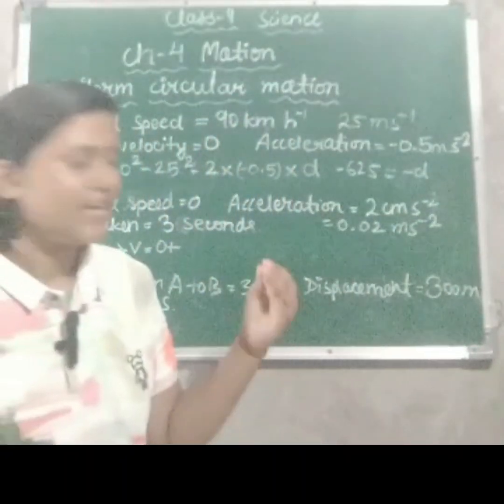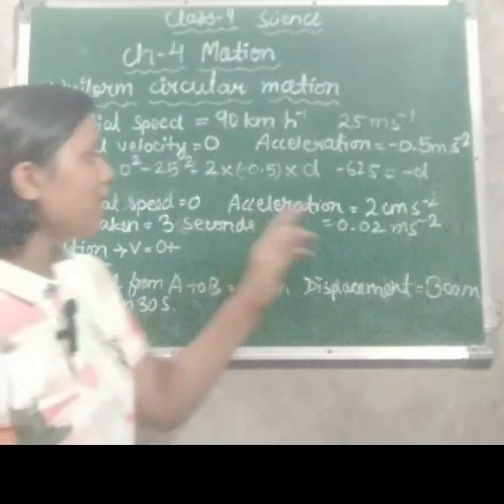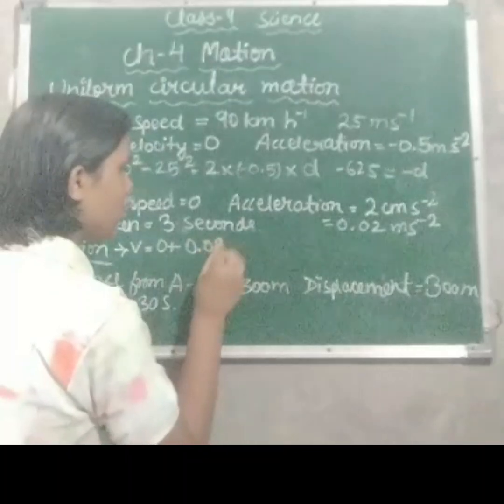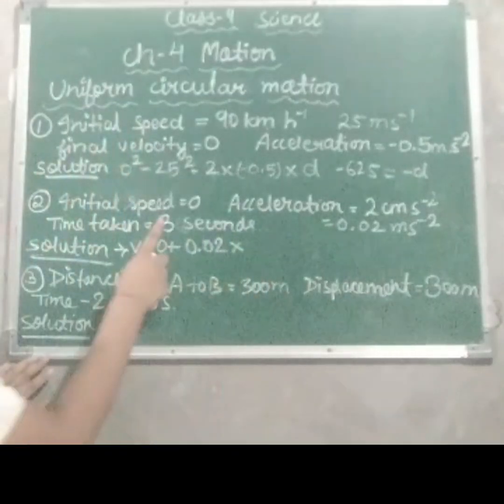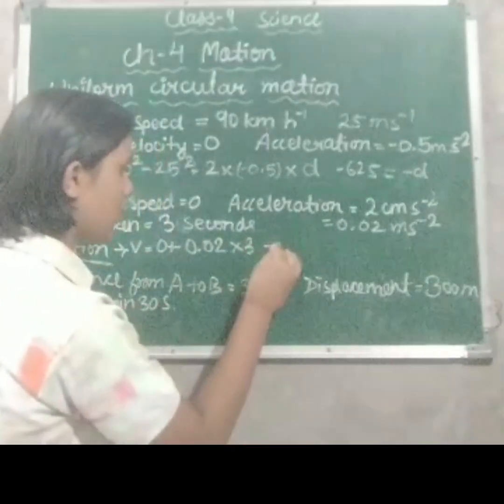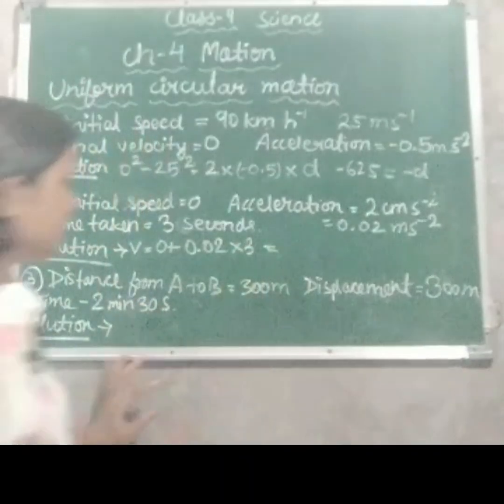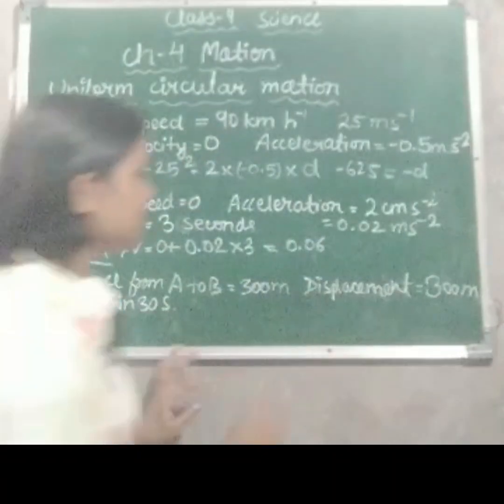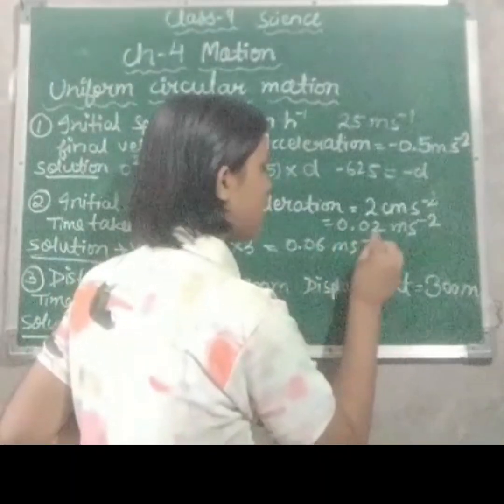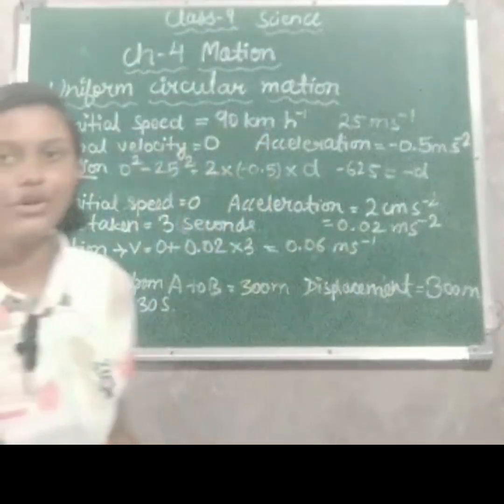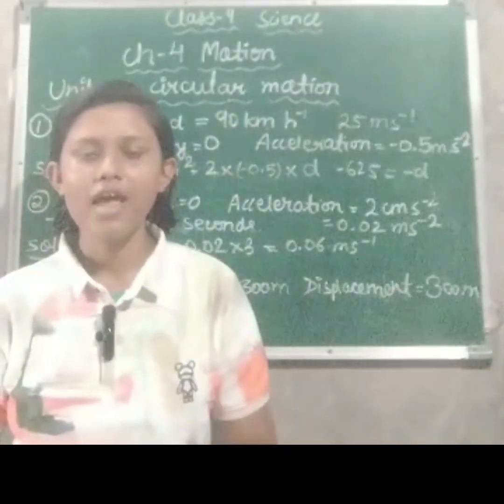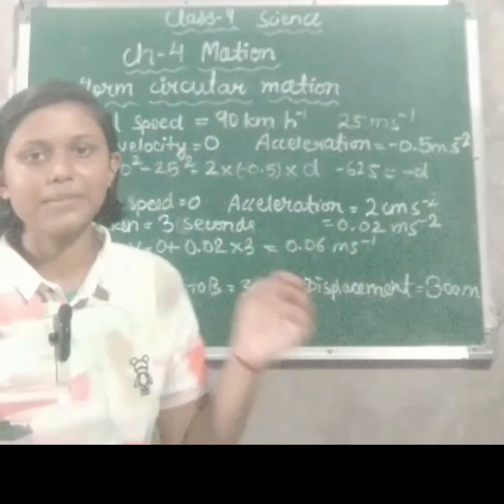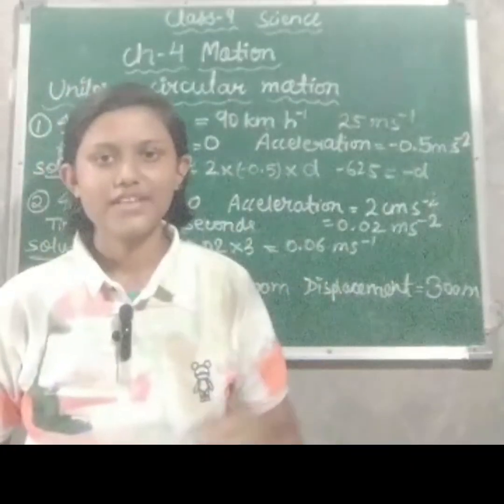Now let's put in the values. Here uniform acceleration is 0.02. So 0 plus 0.02 into the time taken, that is 3. Multiply by 3, and then we will get 0.06 meter per second raised to the power minus 1, because the SI unit of velocity is meter per second raised to the power minus 1. So here 0.06 meter per second raised to the power minus 1 is the answer.